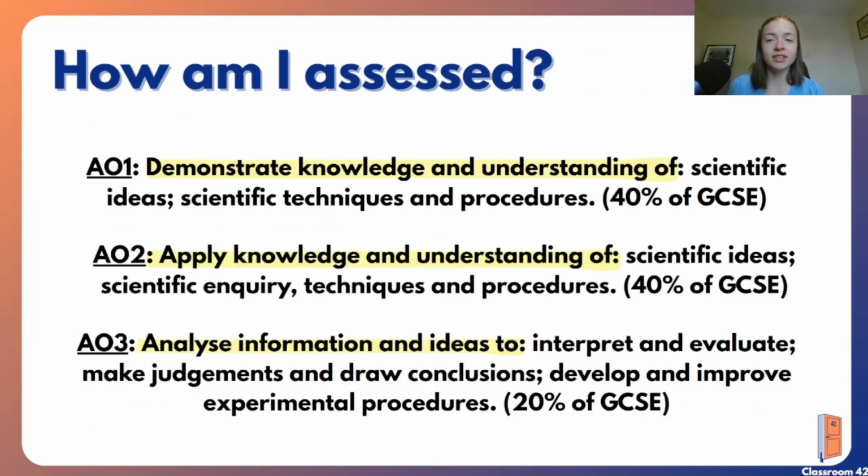So how are you assessed? You're assessed through AO1, AO2 and AO3. So AO1, just to refresh your memory, is that demonstration of knowledge and understanding, and 40% of the marks you achieve will be based on AO1. AO2 is that application of knowledge and understanding of scientific ideas, inquiry, techniques and procedures, again worth 40%. And then AO3 is that ability to analyse information and ideas, and that could also involve discussing, evaluations, those kind of analysis as well. All of that sort of stuff comes under AO3, and that will be 20% of your marks.